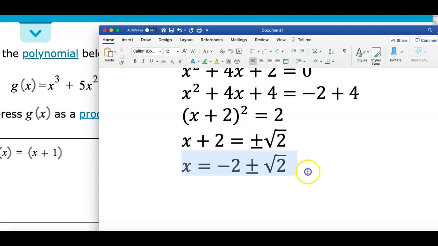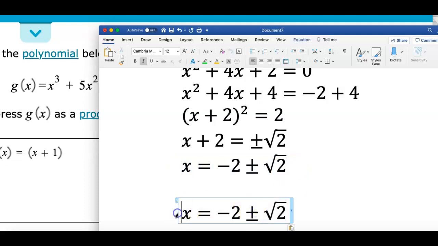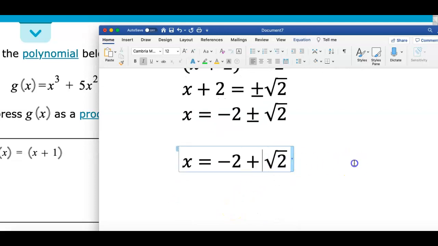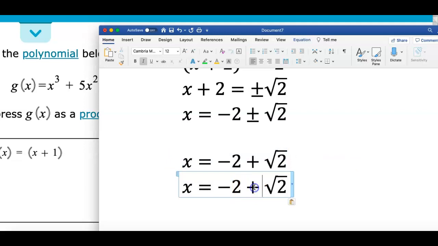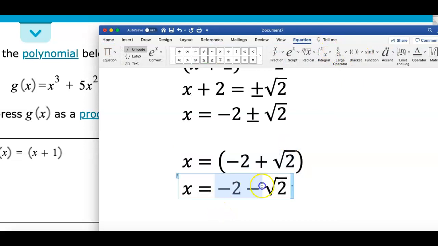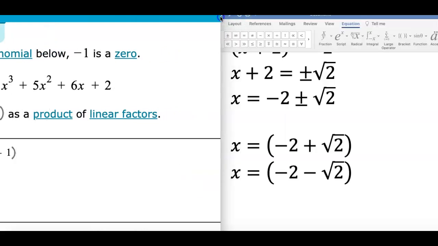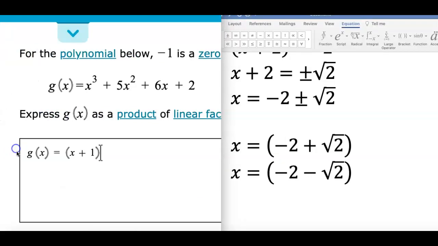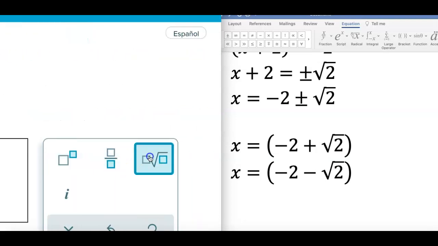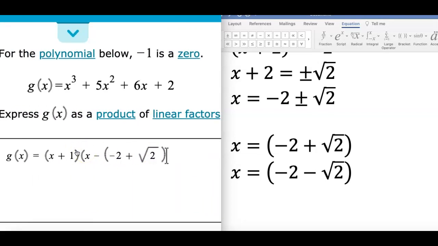The first answer is negative 2 plus square root of 2. The other answer is negative 2 minus square root of 2. So if I put these in these grouping symbols to write the factor form, here we go. Take a look. I'm going to do factored form, x minus negative 2 plus square root of 2. I have to click on this button, square root of 2. And I will go out and close two parentheses.